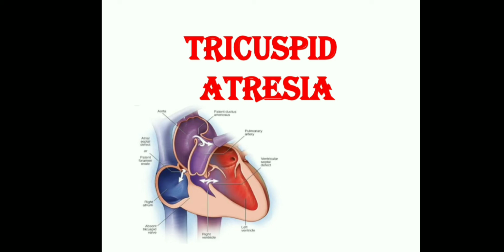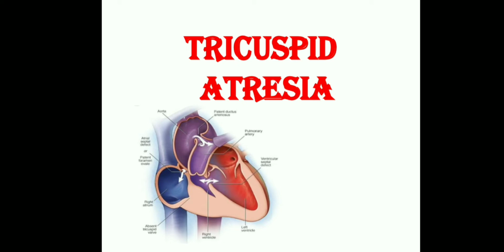Mostly in this condition, the clinical features are like tetralogy of Fallot. What is tetralogy of Fallot? Already this class is over. Under tetralogy of Fallot, 4 conditions are there: ventricular septal defect, VSD, pulmonary stenosis, overriding of the aorta, and right ventricular hypertrophy. Mostly these clinical manifestations are like tetralogy of Fallot. Okay, this is about tricuspid atresia.